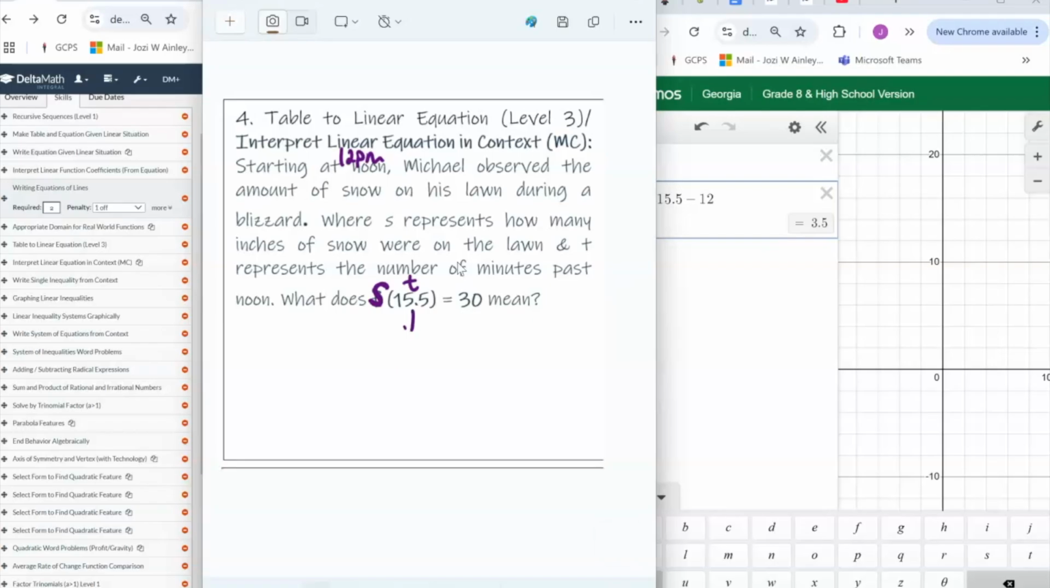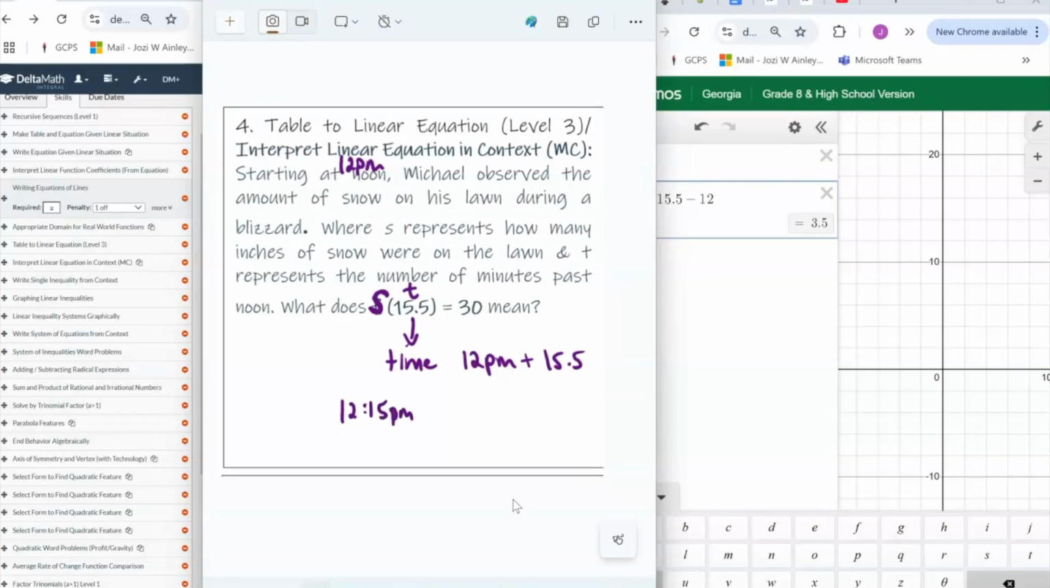So we know that this is my time, okay, and it says that T represents the number of minutes past noon. So my time starts at 12 p.m. and we're going to do 15.5 minutes past noon. Okay, so 15.5 after noon. So basically, what's 15.5 minutes after noon? That's going to be 12:15. This is interesting.